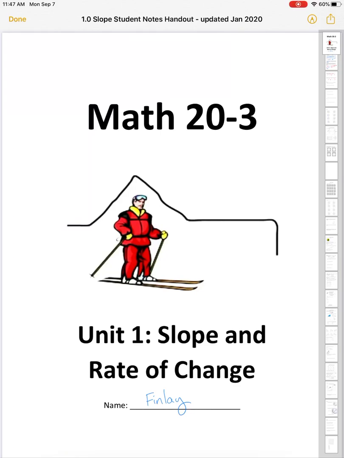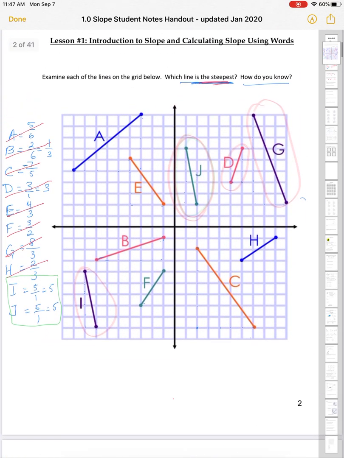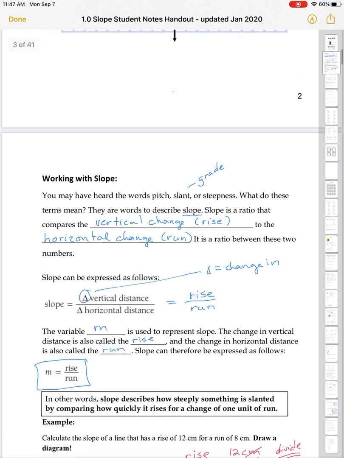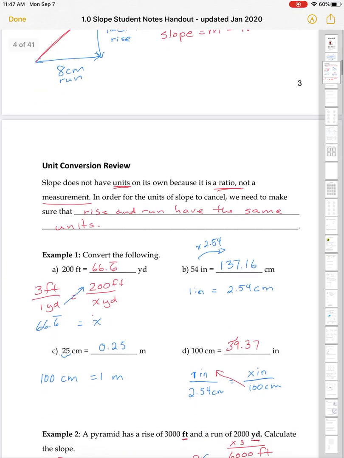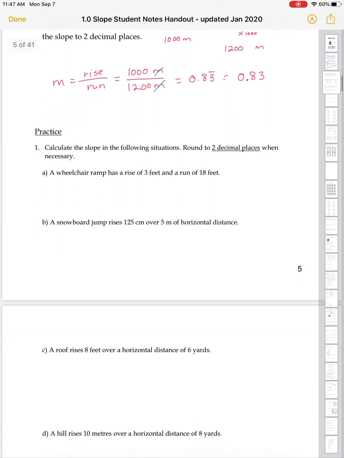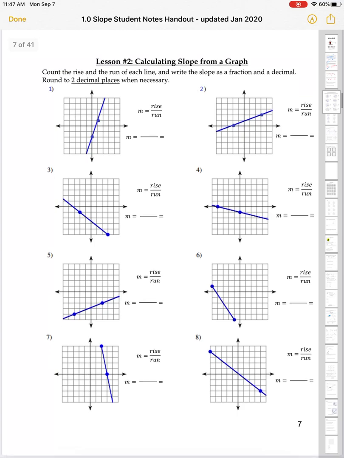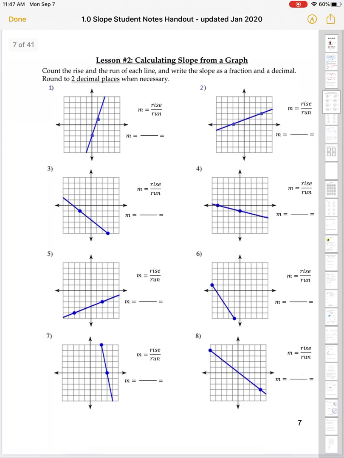Hi, we're back for Math 20-3, Unit 1, Slope and Rate of Change. Yesterday we did Lesson 1 where we talked about slope using words and rise and run. We also did a little work with converting units, and then you had some practice. Today we're going to do Lesson 2, which is calculating slope from a graph.